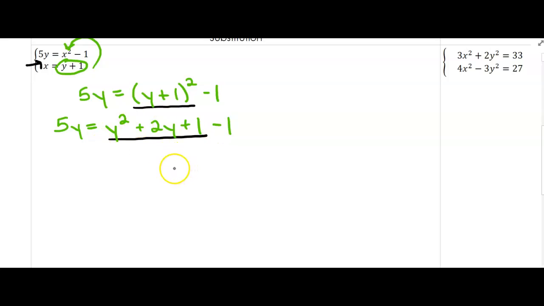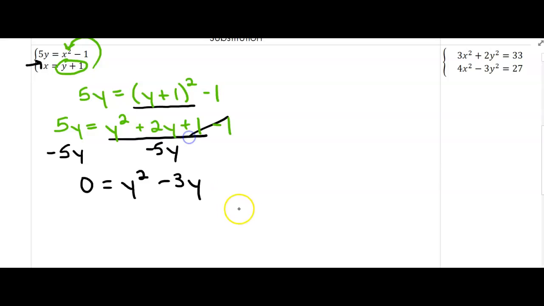And from here I can combine like terms and move everything over to the other side. So I'm going to subtract 5y from both sides. I'm left with 0 equals y squared minus 3y. And then plus 1 minus 1, that cancels out. And this is all I'm left with.